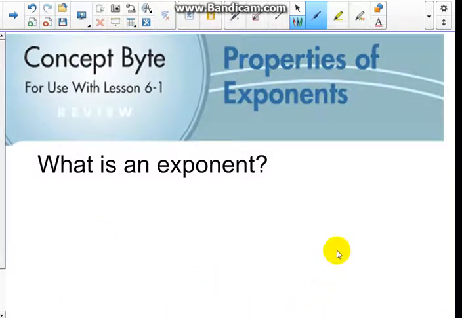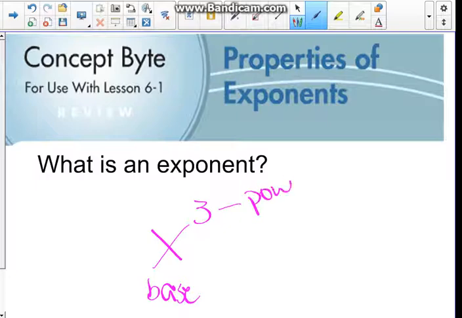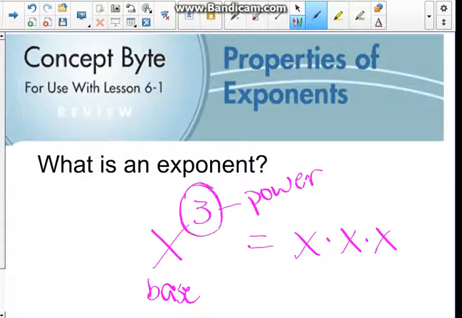So to begin, I want to explain what is an exponent. With an exponent, we have a base and we have a power. So here, my base is x, and 3 is my power. We say this is x to the third power, and that means that we're going to multiply x, the base, to itself however many times the power specifies. So this becomes x times x times x.